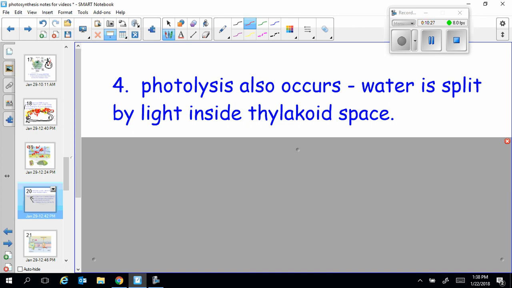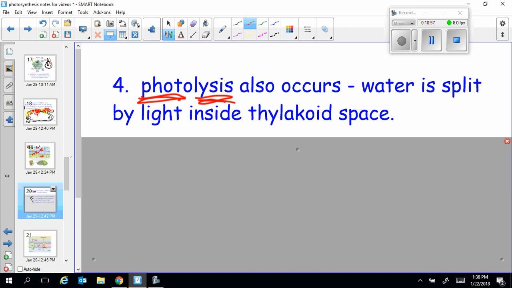All right, now the second part of the light reaction. The first part was all about producing NADPH. The second part of the light reaction is about splitting water. Splitting water is called photolysis. Photo means it uses light energy. Lysis means it breaks apart. And it's definitely a type of hydrolysis because it's using water.